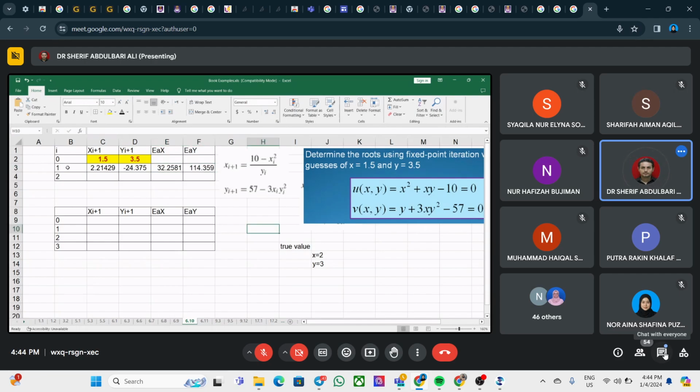Okay? Now, by yourself, I want you to find the answer of x and y for the new iteration, and also calculate the error. I want you to get these four values here.